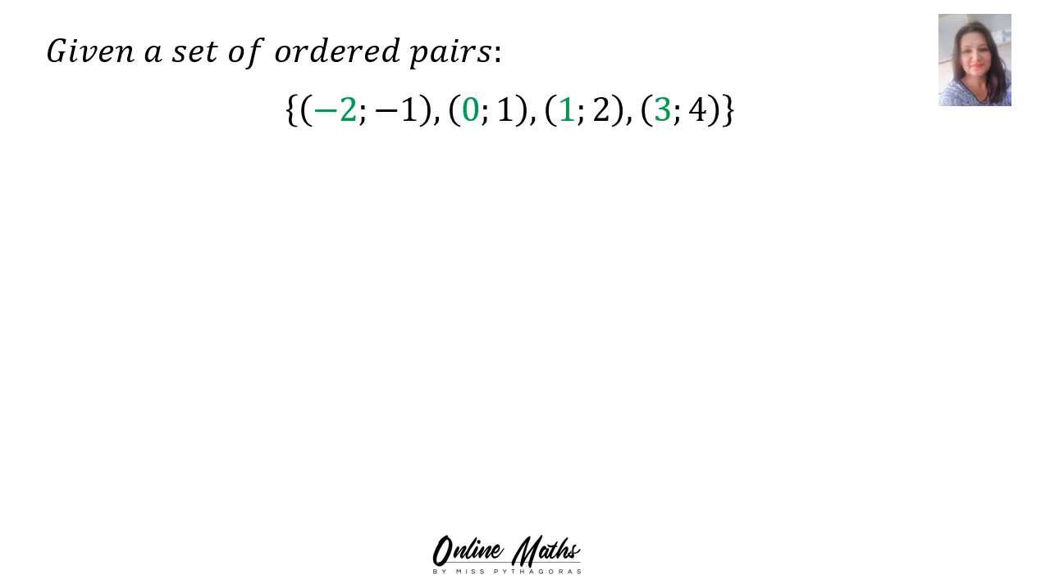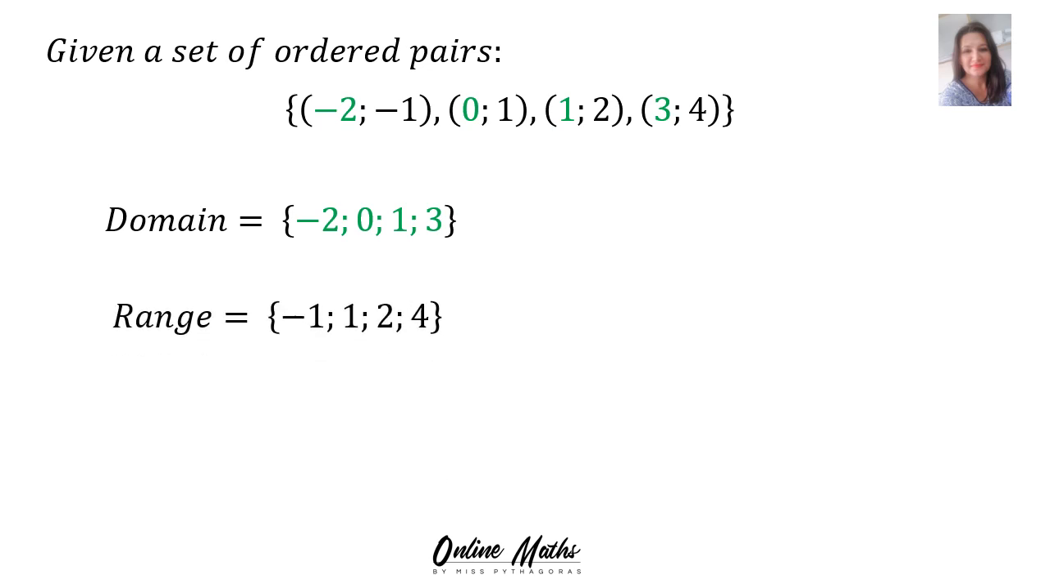Given a set of ordered pairs or coordinates, the domain will be all the x values, -2, 0, 1, and 3, all the x coordinates, and your range will be all the y coordinates, -1, 1, 2, and 4.